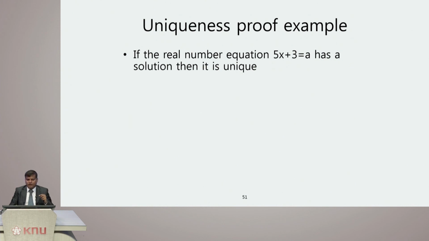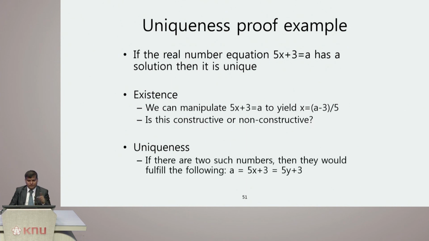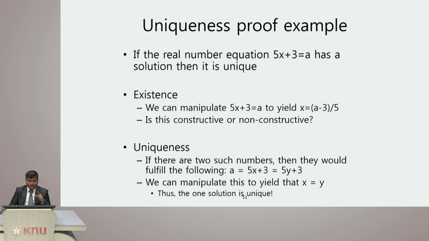So we are talking about a unique solution in which 5x plus 3 equals a. For the existence proof, we can manipulate 5x plus 3 equals a to yield x equals (a minus 3) by 5. So is it constructive or non-constructive? Let's talk about that. Once you consider constructive, you have to see the existence of that proof for a unique value.